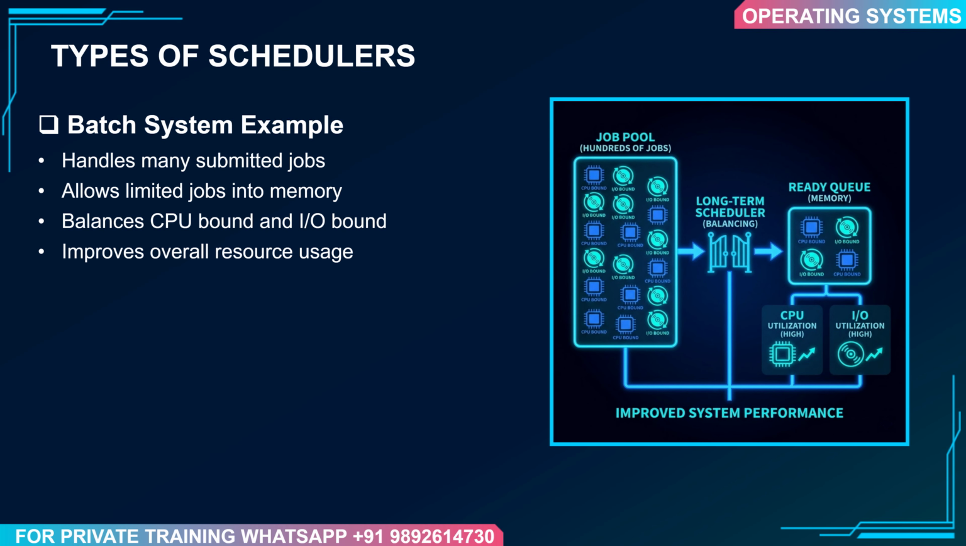For example, imagine a batch system where hundreds of jobs are submitted by users. The long-term scheduler might only allow a few jobs into memory at a time. It looks at the nature of the jobs and tries to maintain a good balance between CPU-bound processes and IO-bound processes. CPU-bound processes mainly use the processor for calculations, while IO-bound processes spend more time waiting for input or output. If the system only loads CPU-bound processes, IO devices may remain idle. If it only loads IO-bound processes, the CPU may not be fully used. By choosing a mix, the long-term scheduler improves overall system performance.